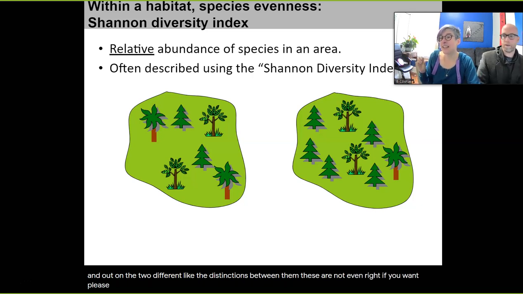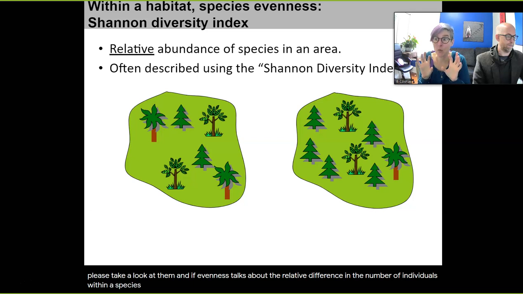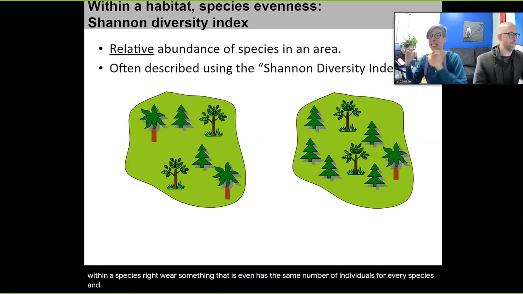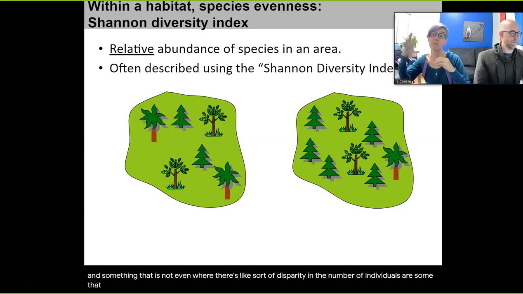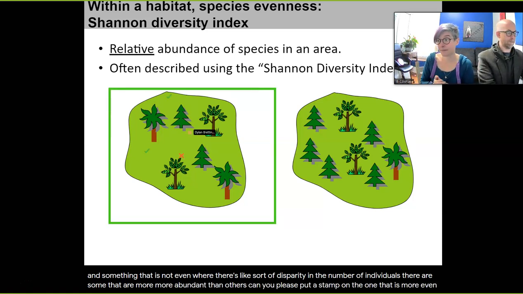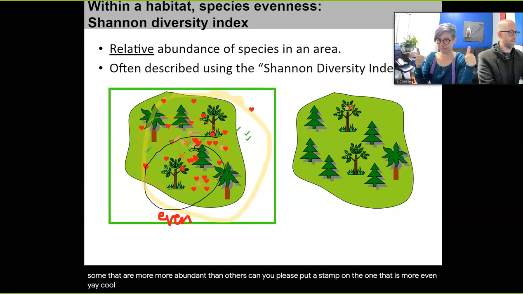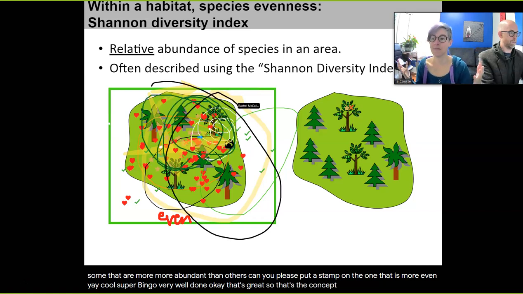We can see that these are not even, right? Please take a look at them. Evenness talks about the relative difference in the number of individuals within a species, where something that is even has the same number of individuals for every species, and something that is not even has some disparity, with some species more abundant than others. Can you please put a stamp on the one that is more even? Cool. Super. Bingo. Very well done. That's the concept of evenness, right?